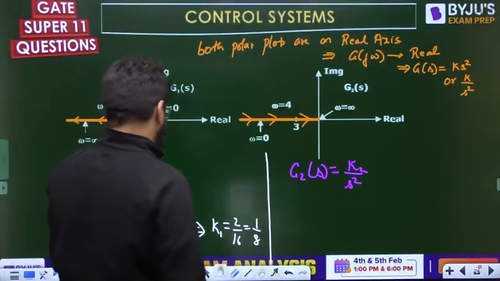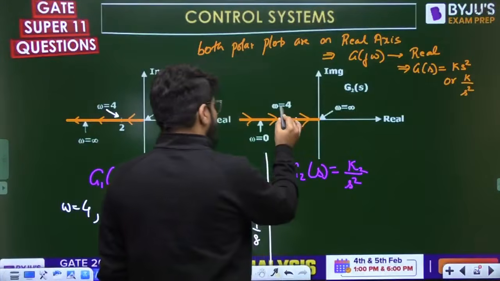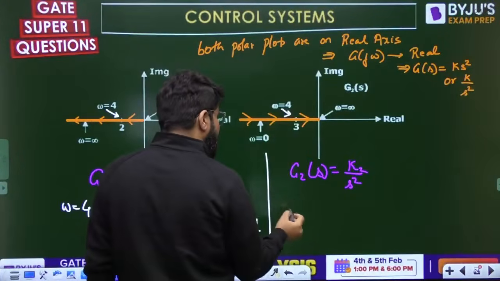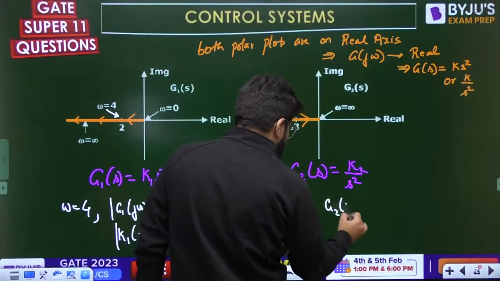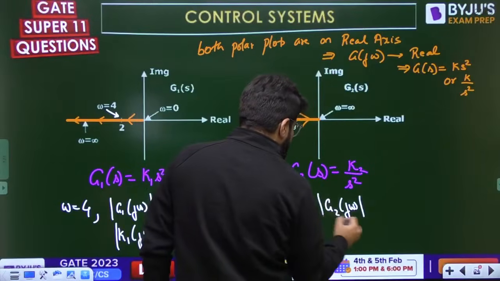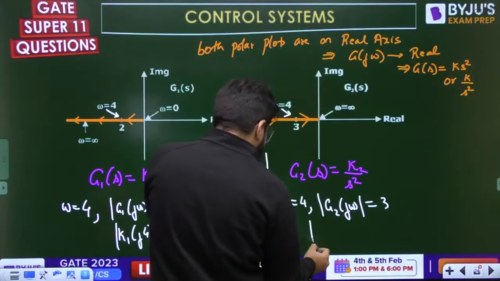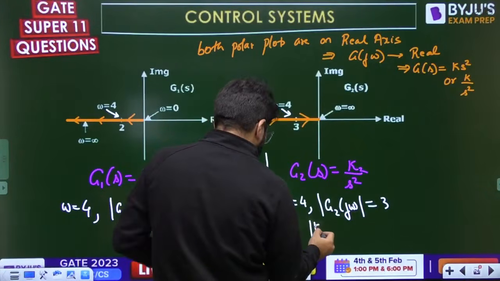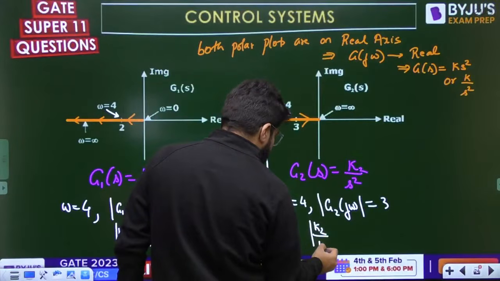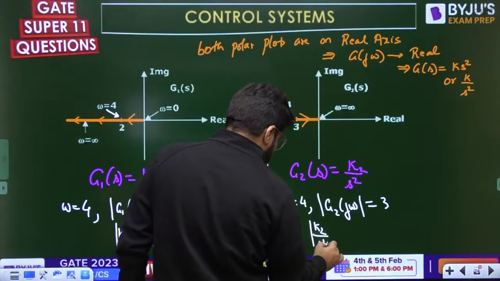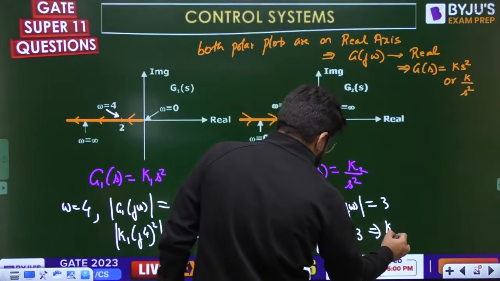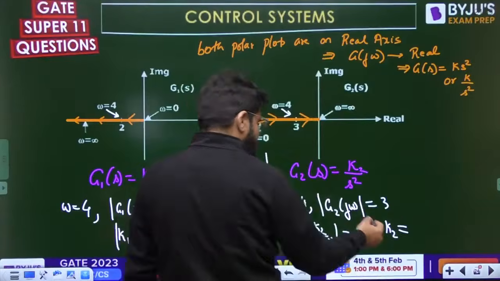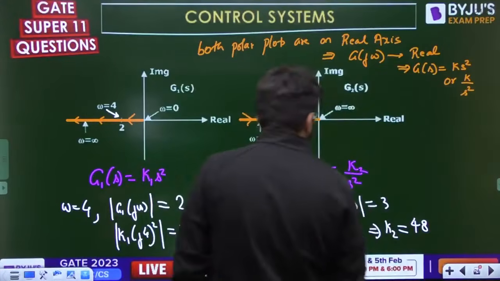Then here, at omega equal to 4, the magnitude is 3. Here at omega equal to 4, the mod of G2(jω) should be 3. That is the modulus of k2 by s square, that is (j4) whole square, should be equal to 3. So what is the value of k2 coming up here? 4 square is 16, into 3, 48.